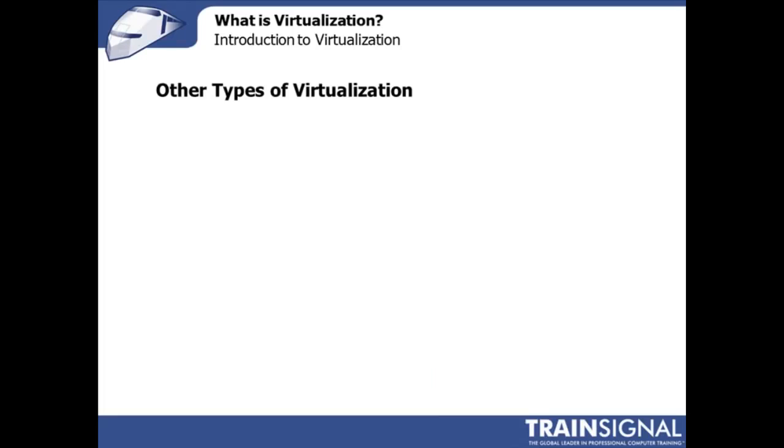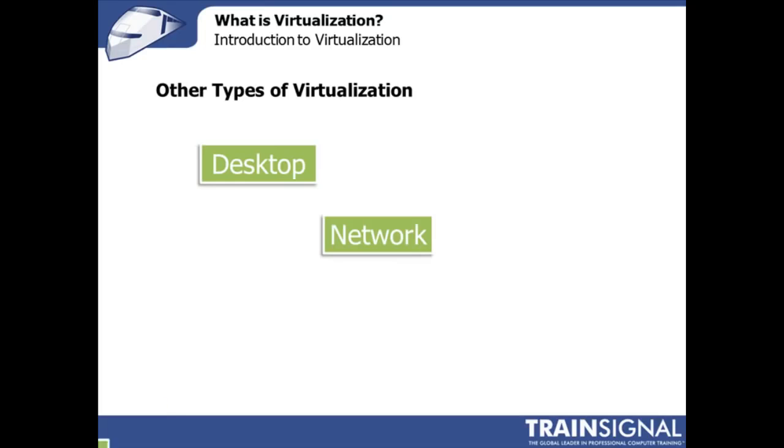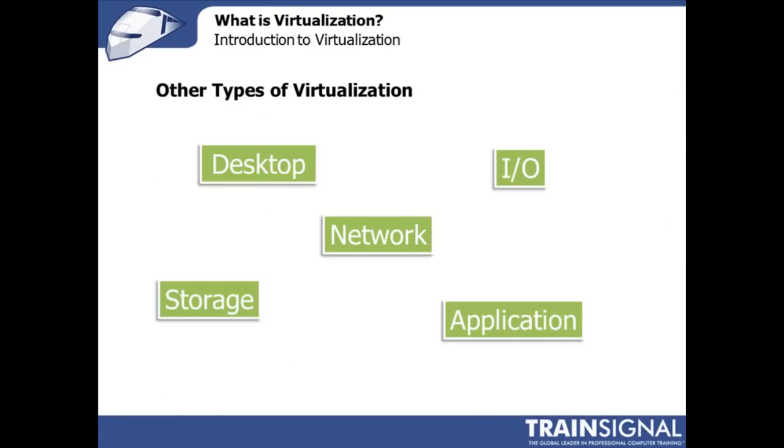Now, I mentioned earlier that there's other types of virtualization besides just server virtualization. There's desktop virtualization, network virtualization, I/O virtualization, storage, and even application virtualization. With desktop virtualization, you're virtualizing end-user desktops in the virtual infrastructure or in the data center, just like you virtualize your physical servers using server virtualization. So the end users would then use thin client devices to access their virtual desktops that are now in the data center.